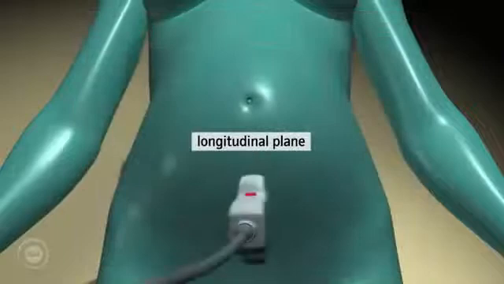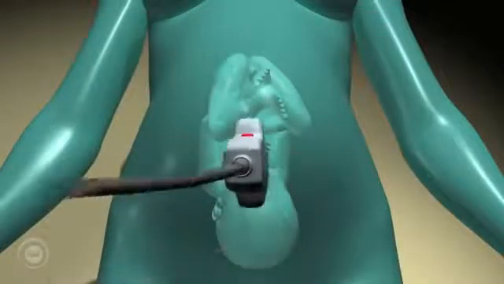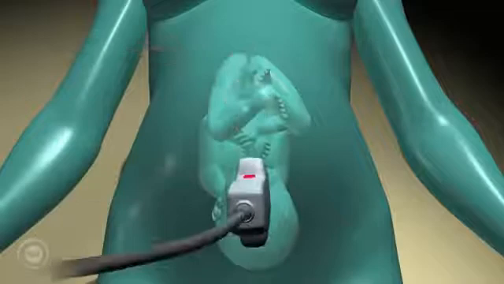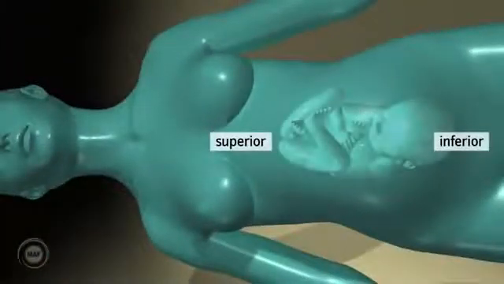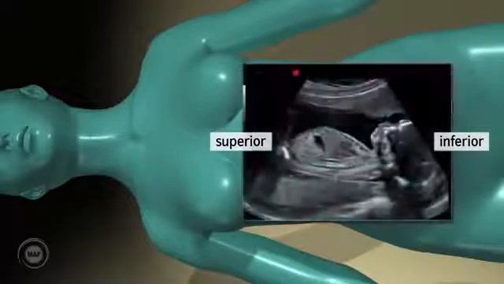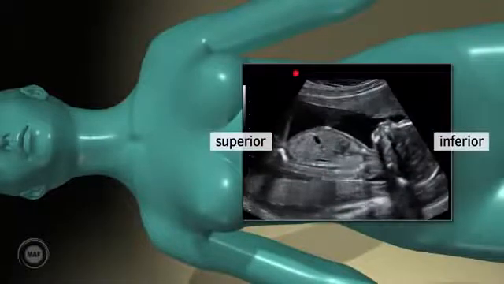So to summarize, when scanning in a longitudinal plane, the right side of the screen always shows the inferior part of the mother, and the left side of the screen always shows the superior part of the mother.